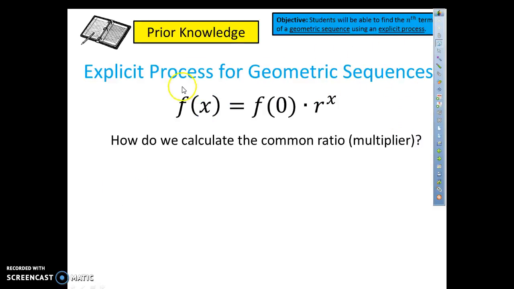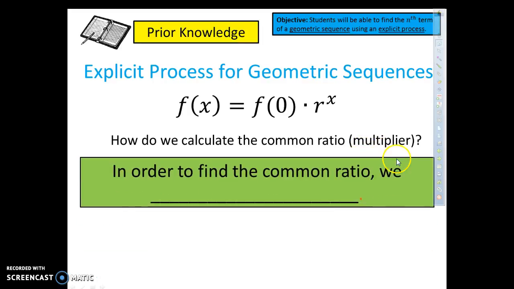So yesterday we talked about the explicit process for a geometric sequence, and we came up with the function f of x is equal to f of 0, which is our initial value, times r, which is our multiplier, to the x power. Now, a question here for prior knowledge just to think about is how do we calculate the common ratio, or our multiplier? And remember, in order to find that common ratio, we just identify how are my terms changing. 2, 4, 8, right? We're multiplying by 2.